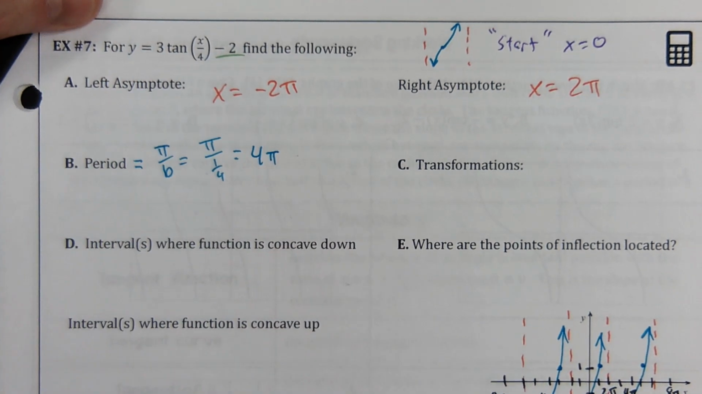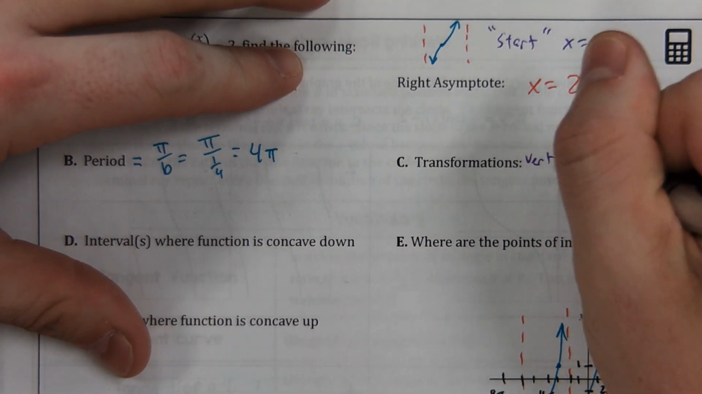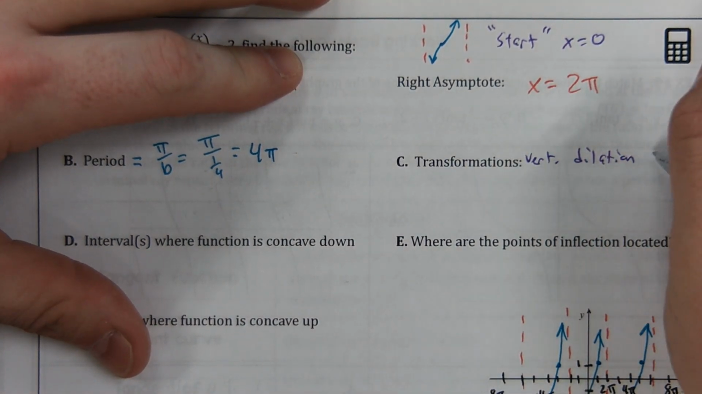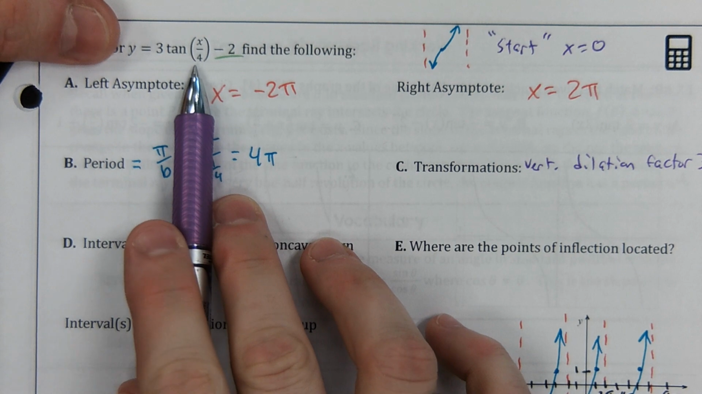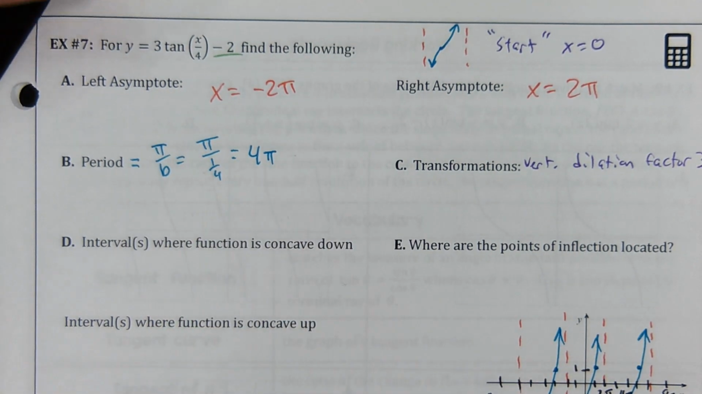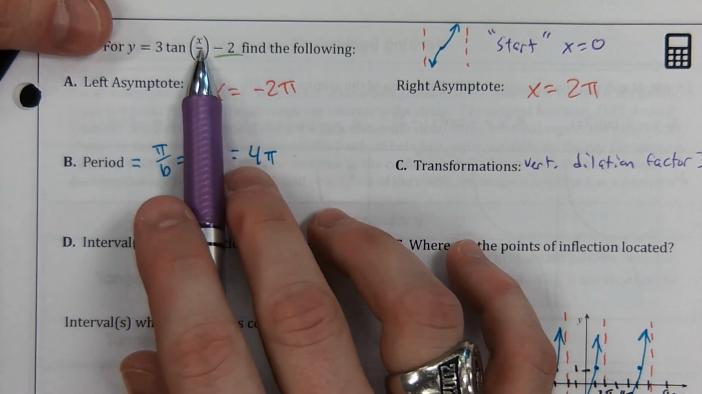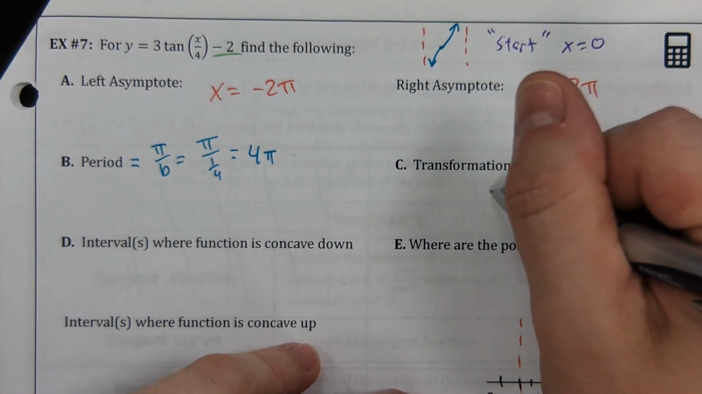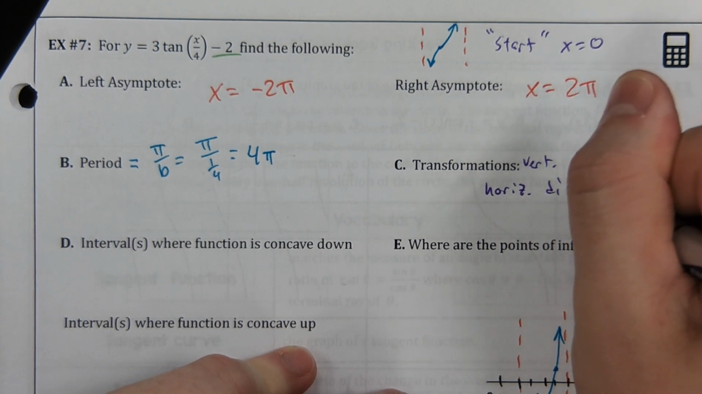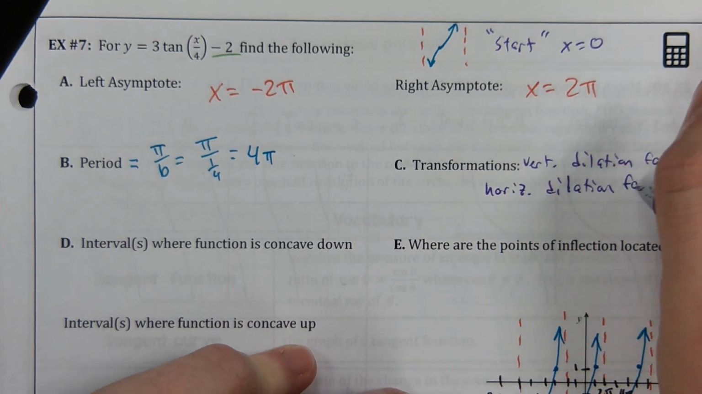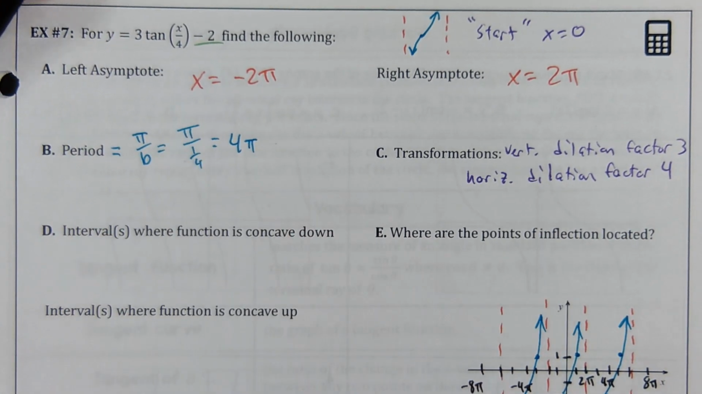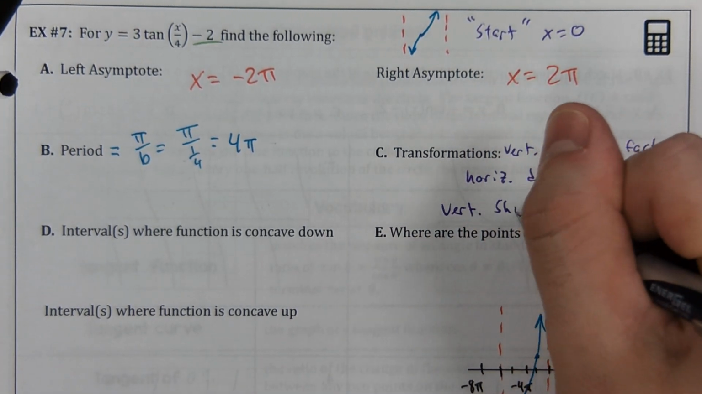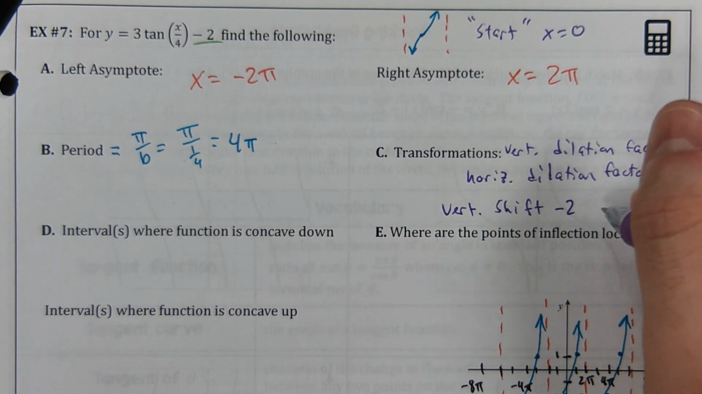Vertical dilation, factor 3. Horizontal dilation, factor 4. Remember, horizontal inside opposite, so it looks like we're dividing by 4, no, we're actually multiplying by 4. So we have a horizontal dilation of factor 4. And lastly, vertical shift, -2 units. We need to get away from saying up, down, left, right, and just use positive, negative. Vertical shift, negative, oops, forgot the T, -2 units.